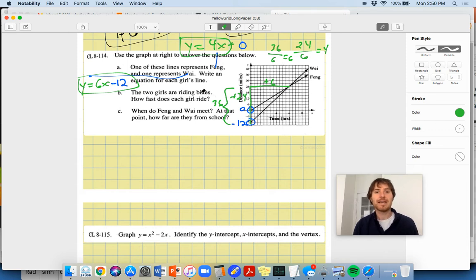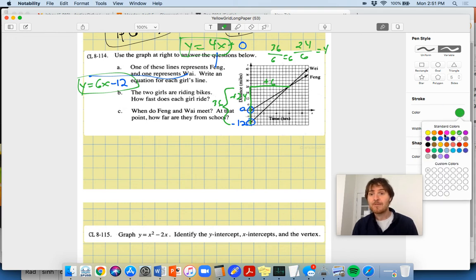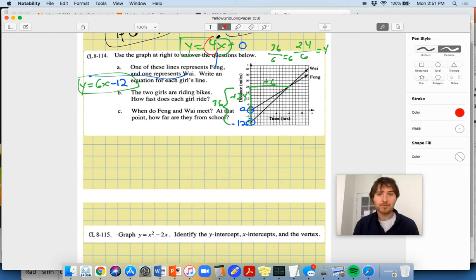The two girls are riding bikes, and how fast does each girl ride? Well, speed is a unit of measure. Sorry, a unit rate. Right, we're going to find a unit rate here. So we can get that from our slopes. Remember our chapter 2. Slopes tell us the speed, right? Distance over time is the measurement of speed. How does it change? Rise over run, okay?